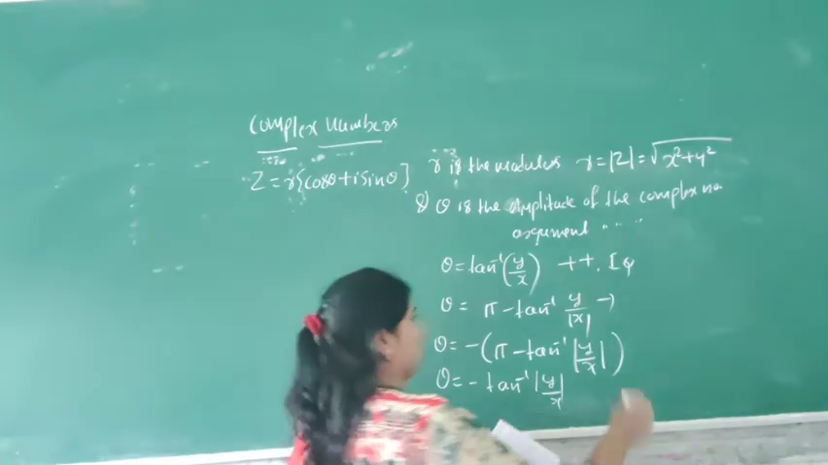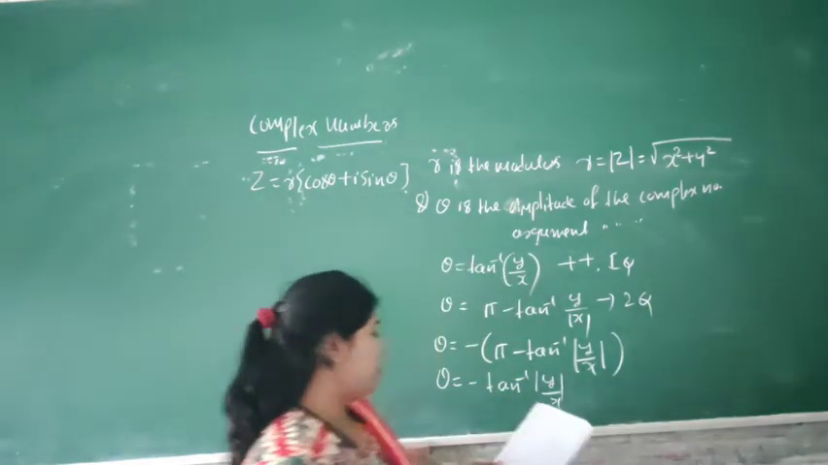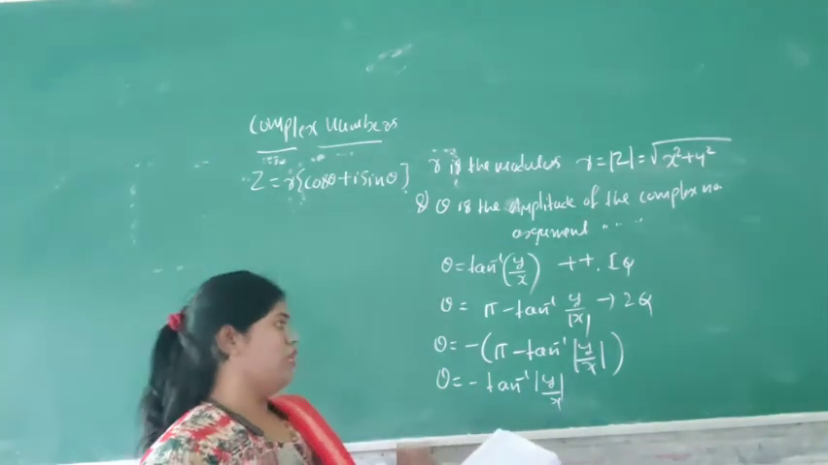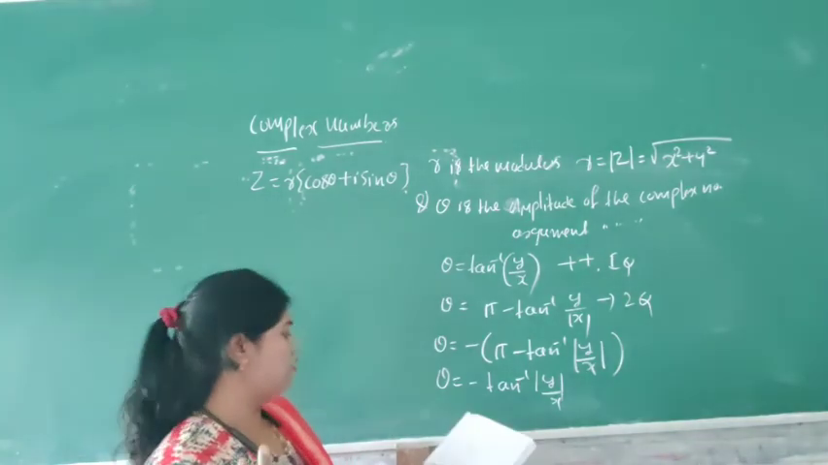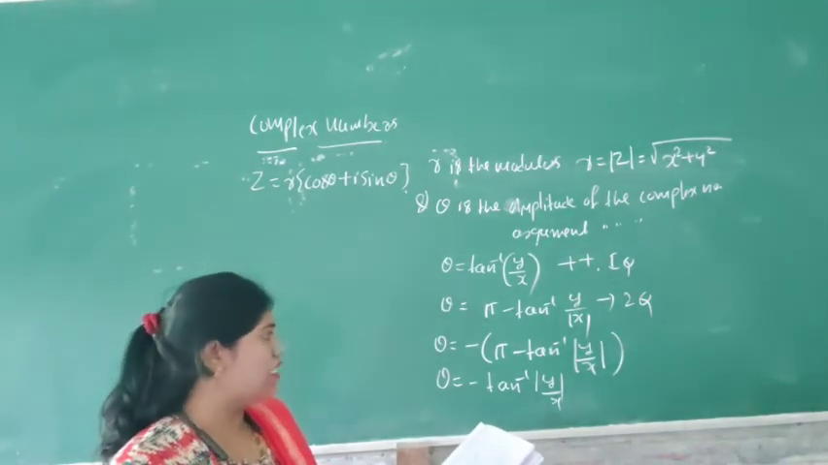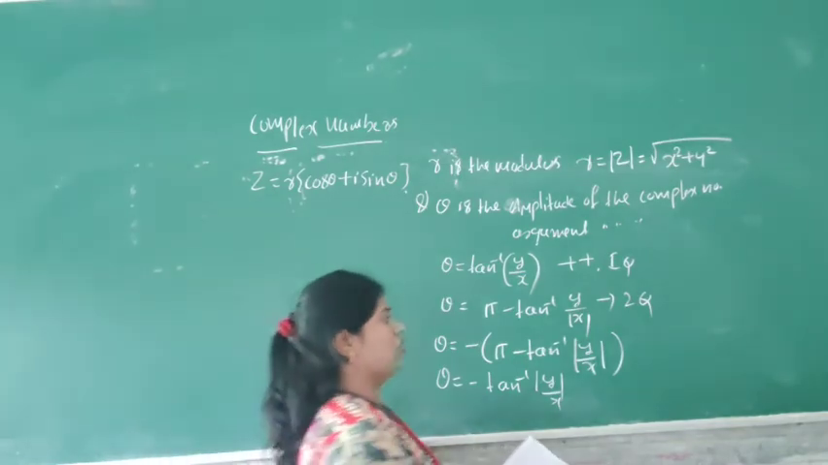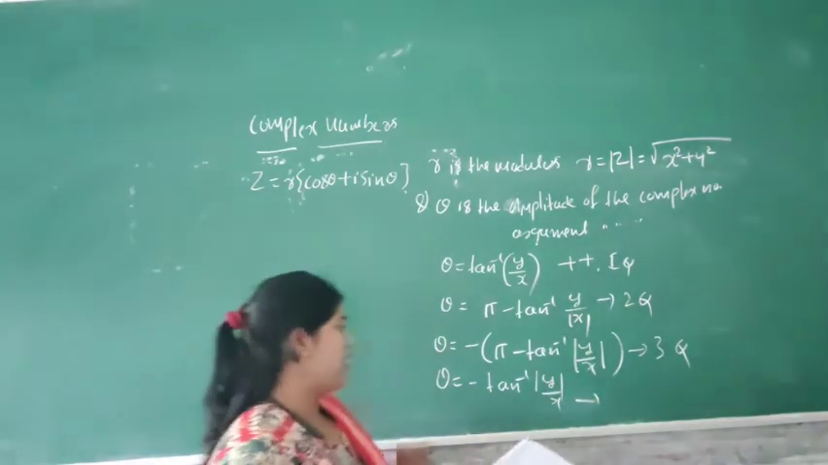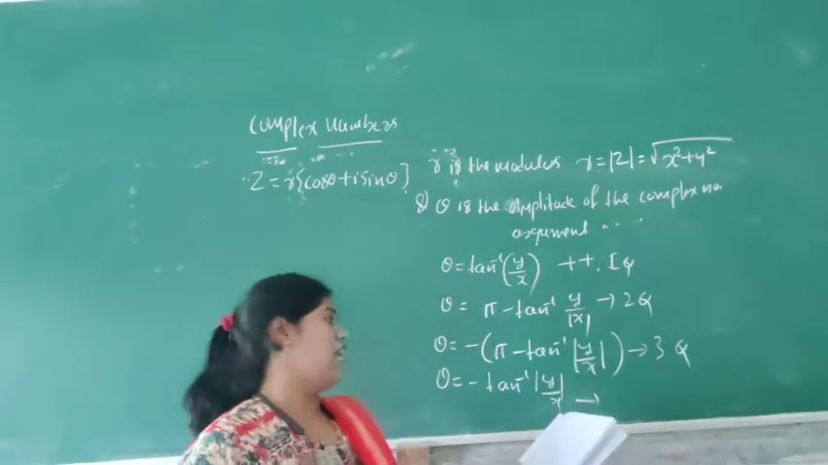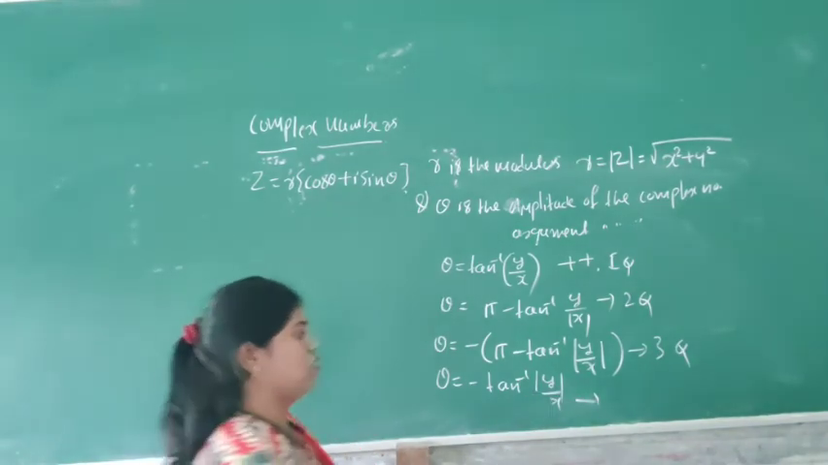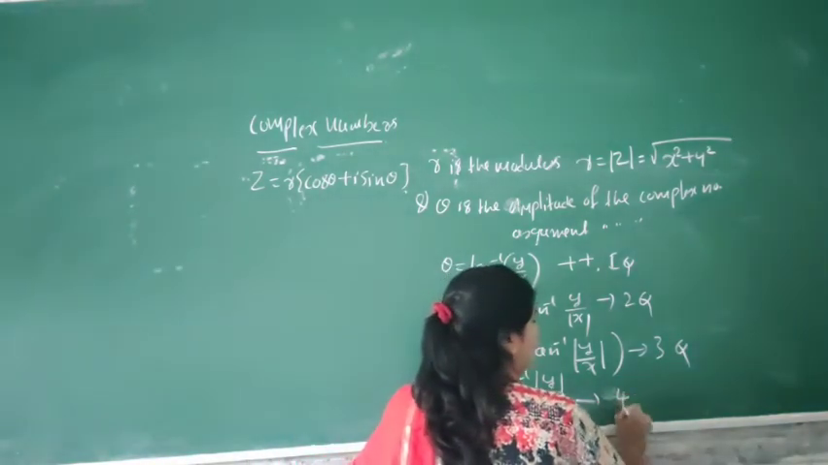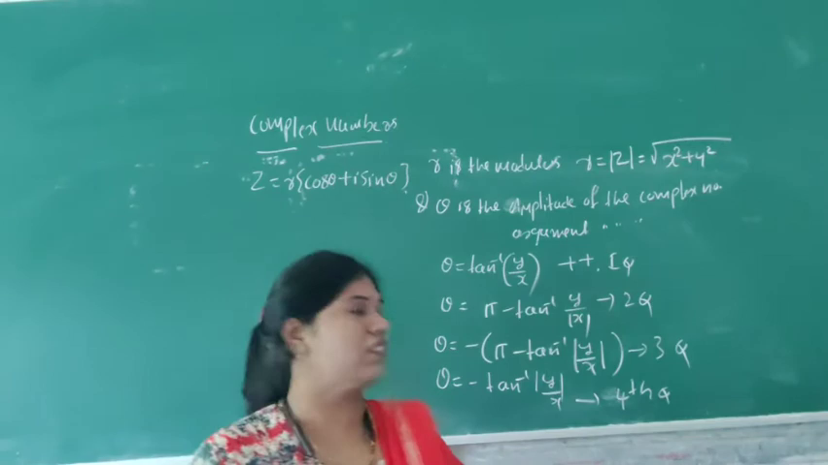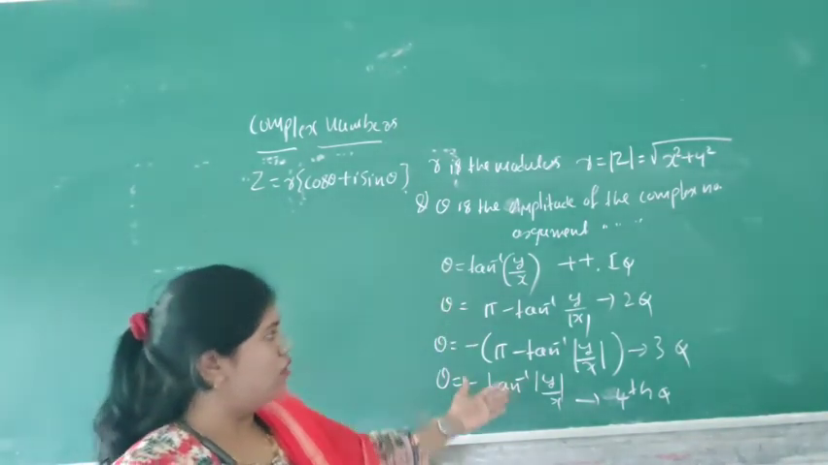So that is the second quadrant. If theta lies in the third quadrant, we have to substitute the y and x values in theta = minus of pi minus tan inverse of modulus of y divided by x. If it is in the fourth quadrant, theta = minus tan inverse of modulus of y divided by x. So these are the formulas we need to understand. Then only we can write the polar form of a complex number. So you should know all these things.